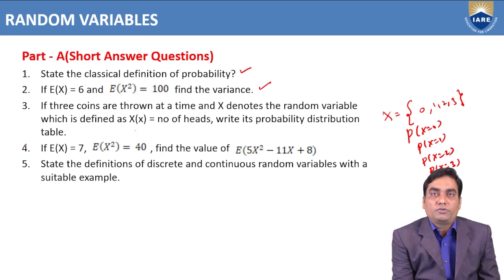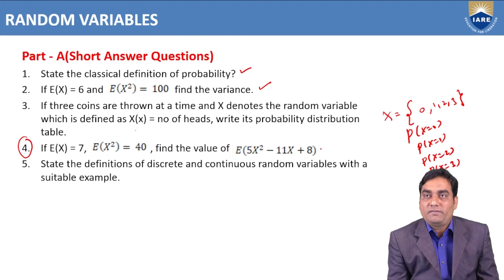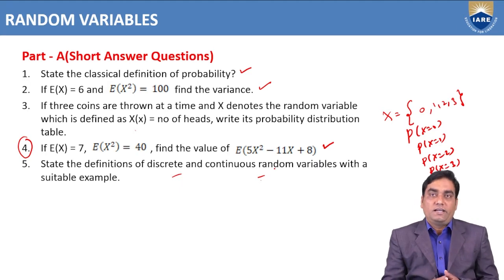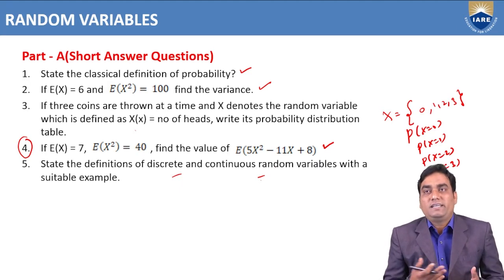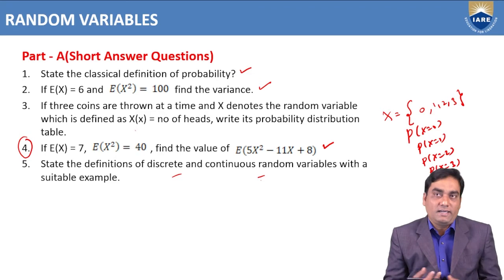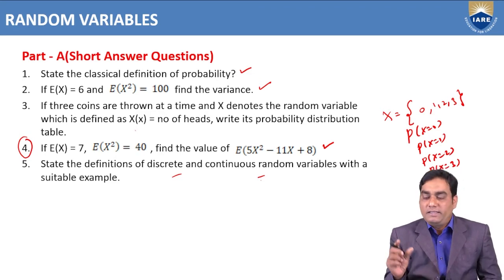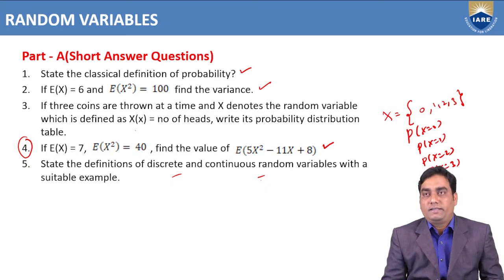And coming to the fourth question, this is also the same as previous question number 2. And fifth question, the difference between discrete and continuous random variables with suitable examples. Discrete random variable means it's a finite random variable. Continuous means the range of the random variable is defined between 2 real numbers.